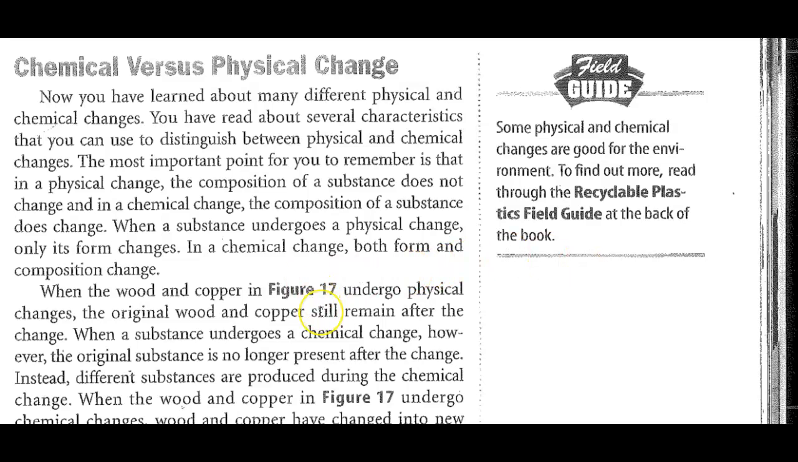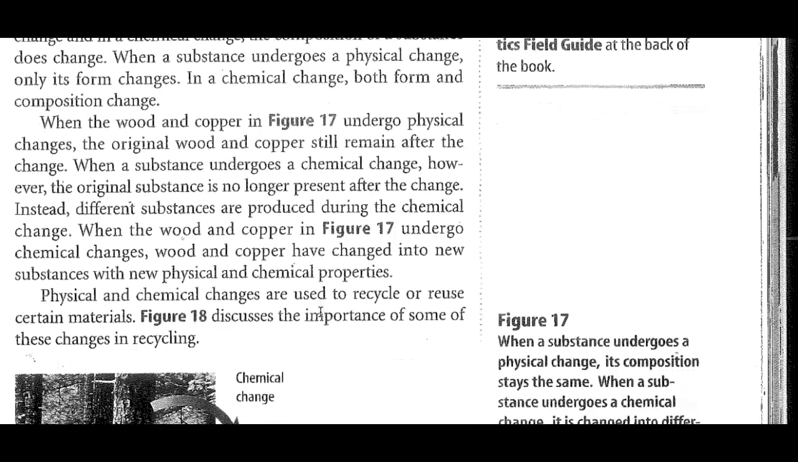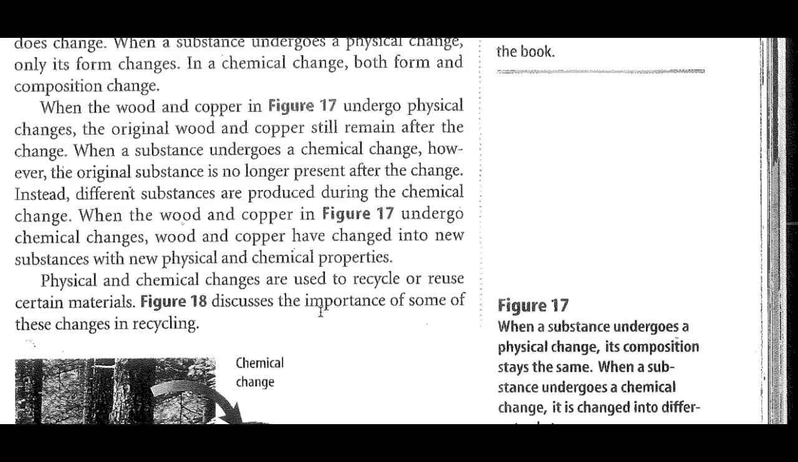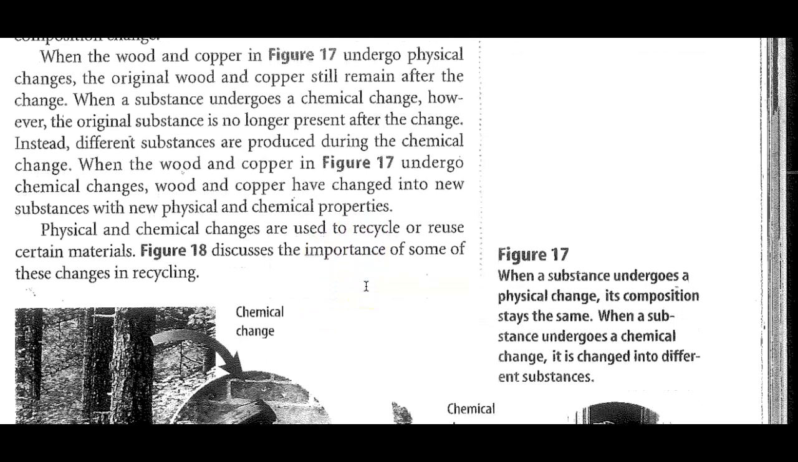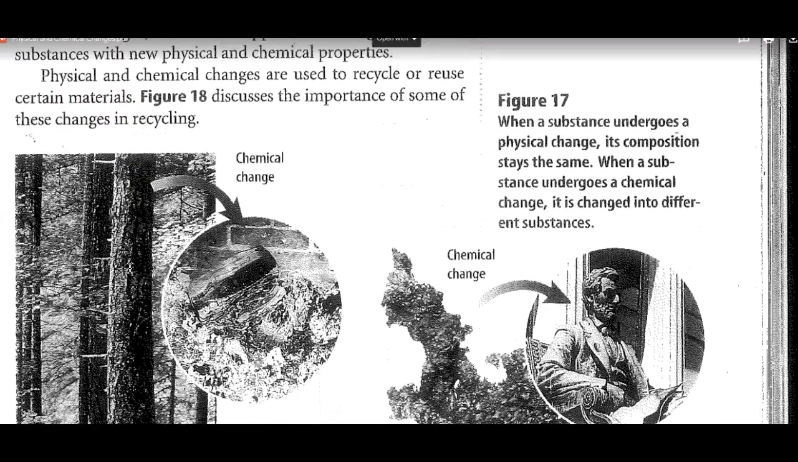When the wood and copper in Figure 17 undergo physical changes, the original wood and copper still remain after the change. When a substance undergoes a chemical change, however, the original substance is no longer present after the change. Instead, different substances are produced during the chemical change. When the wood and copper undergo chemical changes, the wood and copper have changed into new substances with new physical and chemical properties. Physical and chemical changes are used to recycle or reuse certain materials. Figure 18 discusses the importance of some of these changes in recycling.